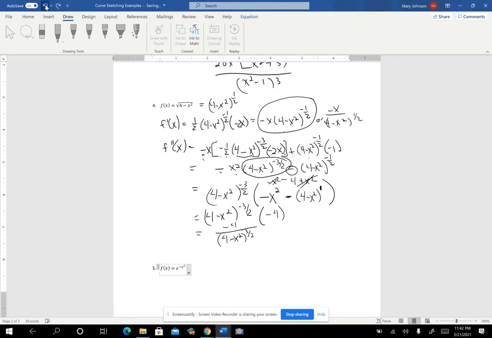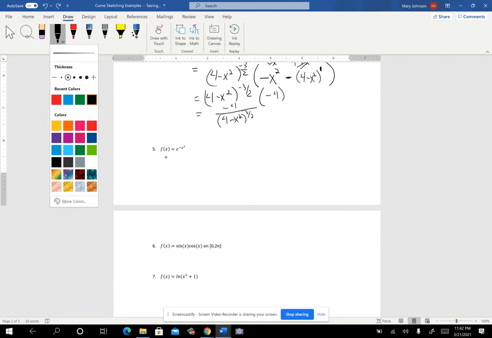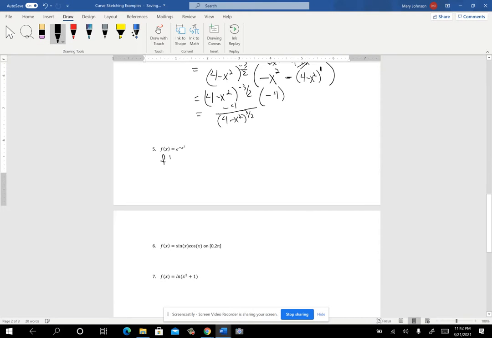All right, so let's do this one. This one's not so bad. So for the first derivative, the derivative of e to the something is e to the something, but you got to do the chain rule. So you're going to do the derivative of negative x squared, which would be negative 2x.